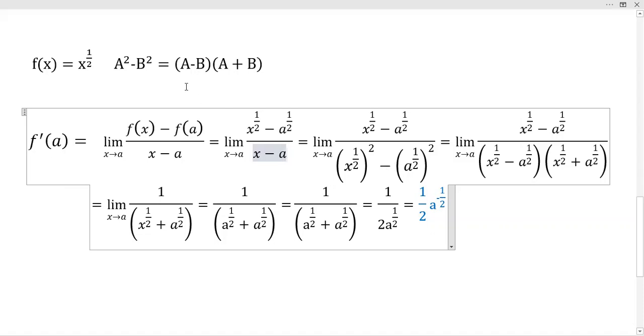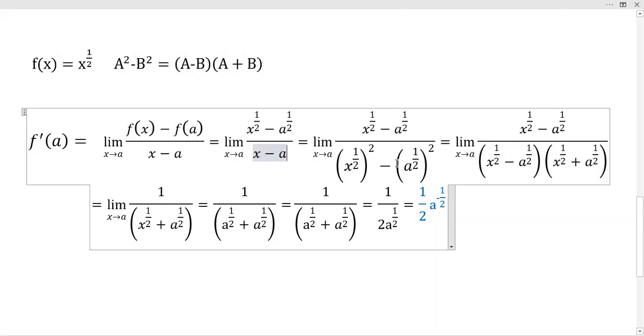It works exactly because of this truth right here: a squared minus b squared is equal to a minus b times a plus b. That's what they call an algebraic identity. And so if we write this highlighted piece as the square root of x squared minus the square root of a squared, we have it written as a difference of two squares. Remember that this piece right here is literally equal, by definition of exponents, to this piece right here.